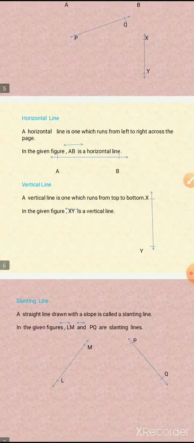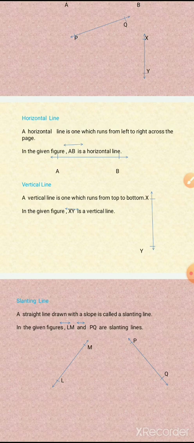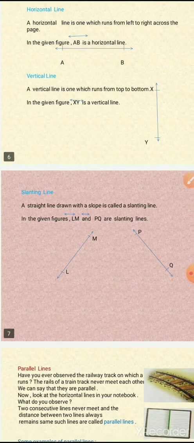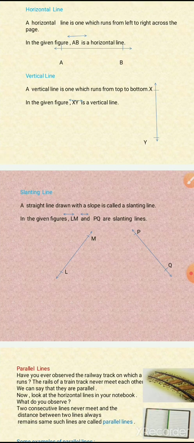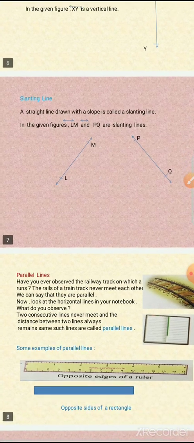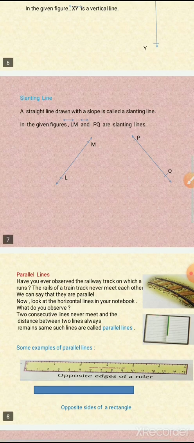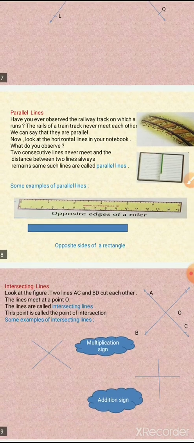Okay. A horizontal line is one which runs from left to right across the page. A vertical line is one which runs from top to bottom. A slanting line is drawn with a slope. And parallel lines are lines which never meet and the distance between the two lines always remains the same. These lines are called parallel lines.